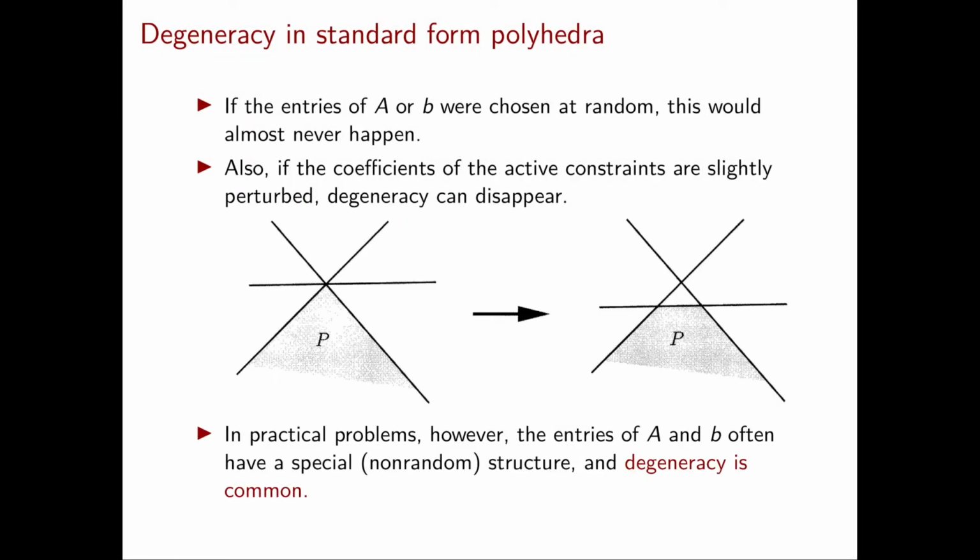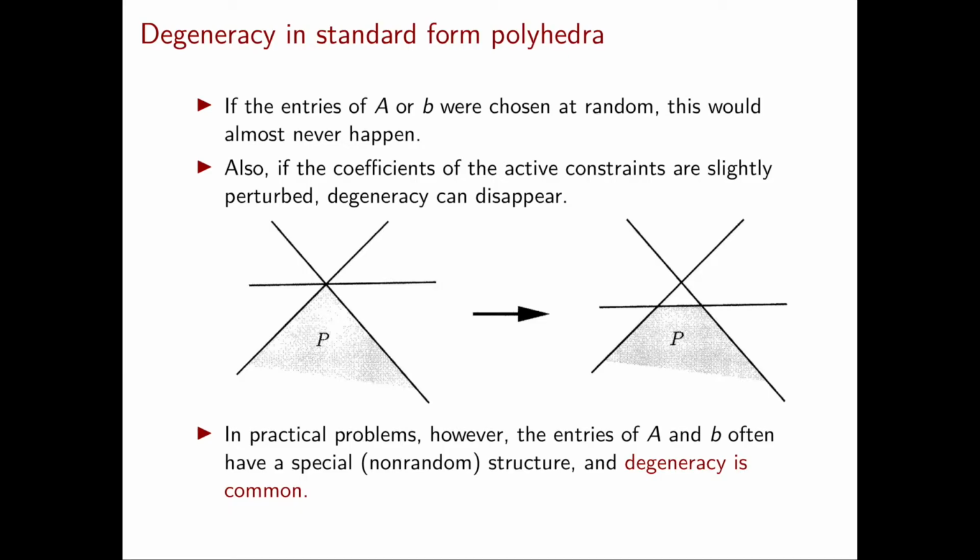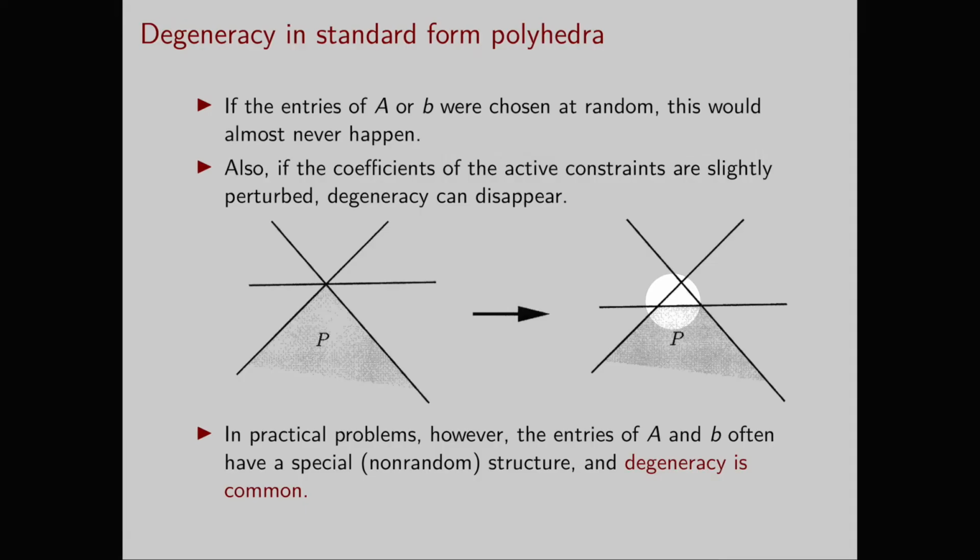From a probabilistic perspective, this is extremely rare. In fact, if you generate at random the data of your problem, so the matrix A and the vector B, this happens with probability 0. Similarly, if you are considering a problem that has a degenerate basic solution, then if you select one of the constraints that is active at your degenerate basic solution and you slightly perturb the coefficients of this constraint, then degeneracy disappears with probability 1.